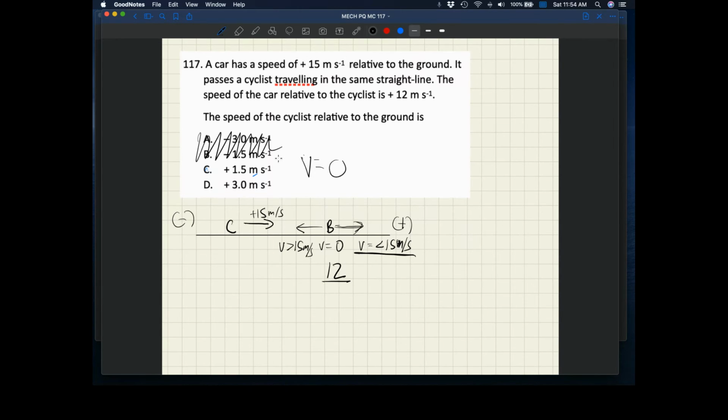So then the question becomes, is it 1.5 or 3? Well, in this case, if the bicyclist were traveling 3 meters per second, then the car would be catching up to it at 12 meters per second. If at 1.5, well, then the car would catch up to it sooner, as if it were traveling faster, and that would be 13.5 meters per second. So we can see then that it must be plus 3 meters per second.